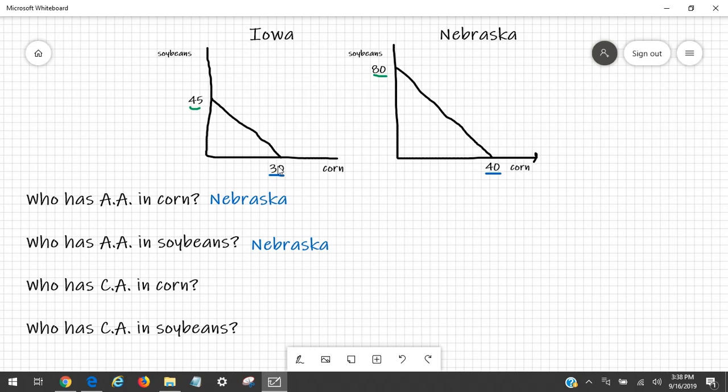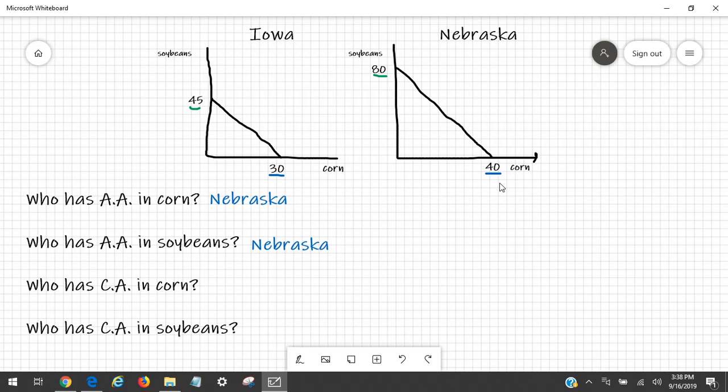Another case you'll see is where two economies could produce exactly the same amount of corn or soybeans. So if Iowa could also produce 40 bushels like Nebraska, so if both of these endpoints down here would have been 40, then we would say neither economy, or neither state or country or whatever we're talking about, has the absolute advantage. So it's possible for the answer to be neither economy has the absolute advantage if they can both make the same amount. So I hope that makes sense.